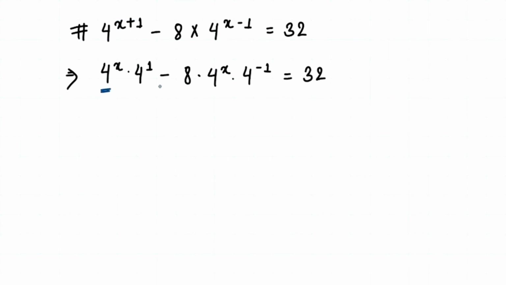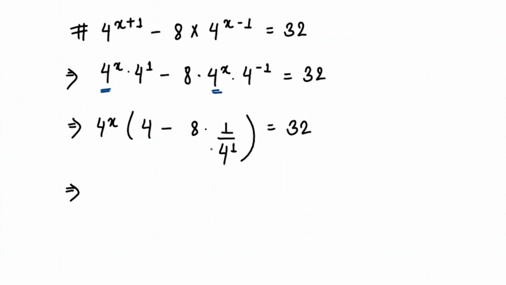Again, we are going to take 4 to the power x common, so we get 4 to the power x as our common. In the bracket, we get 4 to the power 1, which is 4, minus 8 dot 4 to the power minus 1. Now there is a law: when we move this 4 to the power minus 1 to the denominator, like 1 divided by 4, then that minus 1 becomes plus 1. Then we close our bracket, equals 32.